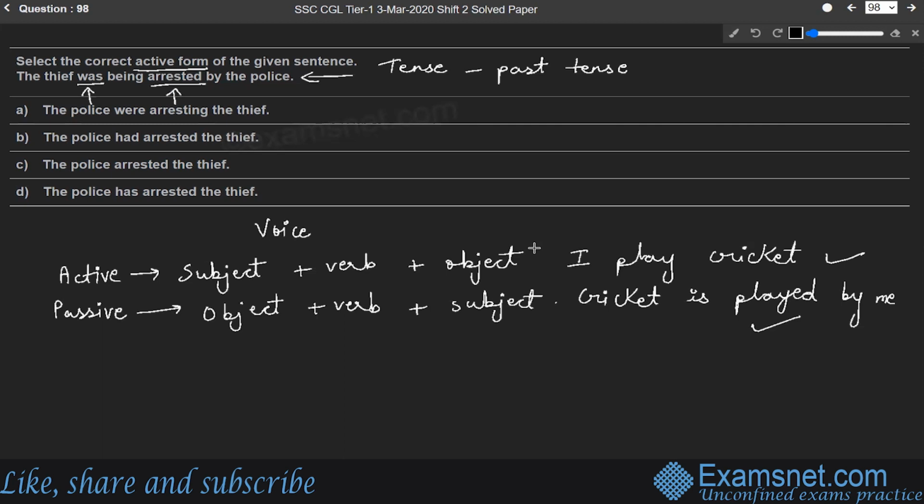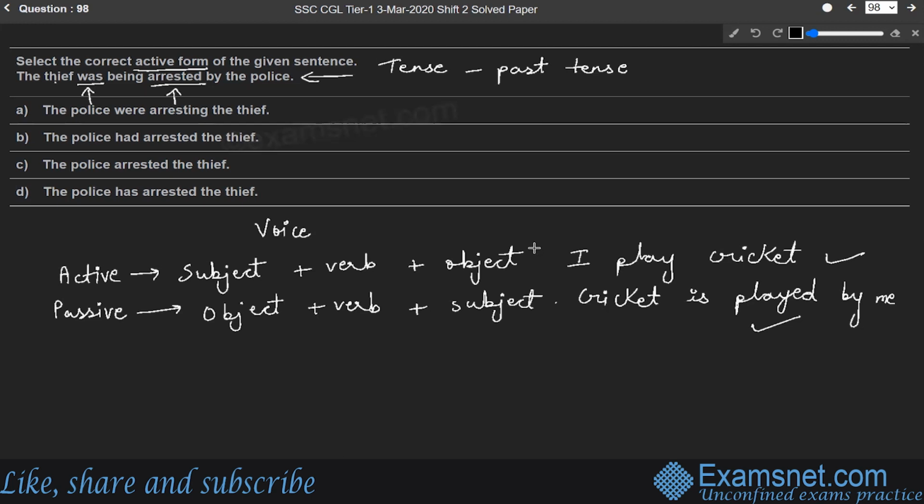And why do we need to first check the tense of the sentence? Because for every tense, there is a different format to convert active form to passive form or passive form to active form. That is why we have to first check the tense of the sentence. All right. So now we know that it is a past tense. So first let us write the format of the given sentence.